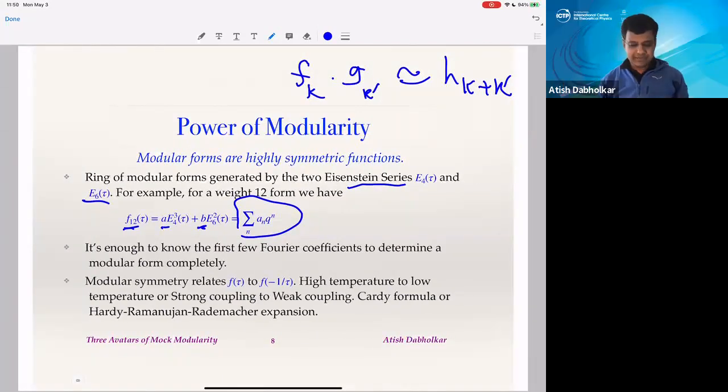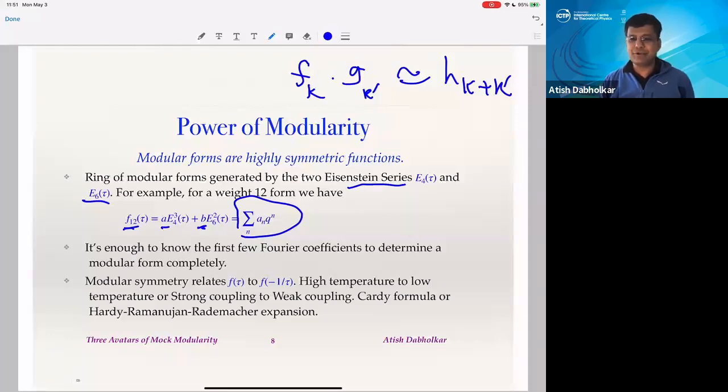That's how we actually encounter it in physics. You will see an example very quickly. So modular symmetry, from the physics point of view, is powerful because it relates f of tau to f of minus 1 upon tau. So from a two-dimensional conformal field theory, it relates high temperature to low temperature, or strong coupling to weak coupling. And this underlies the famous Cardy formula, because you can relate low temperature to high temperature and derive the asymptotic growth of states. But in fact, as you perhaps know, there is a very beautiful exact generalization of the Cardy formula, which is the Hardy-Ramanujan-Rademacher expansion, which gives you the Fourier coefficients exactly in a convergent expansion.